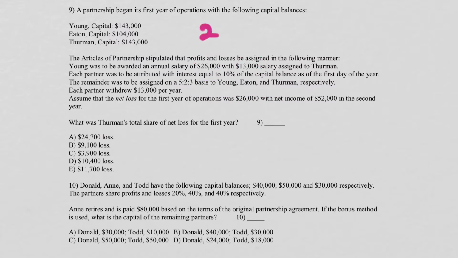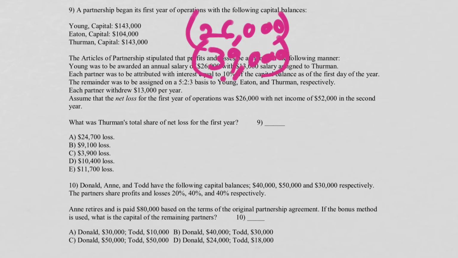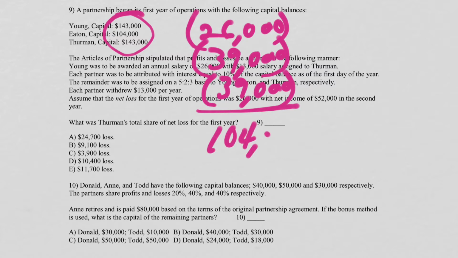So what you have to do is you got to start with 26, which was the loss. You got to subtract the salaries, which is a total of 39,000. Then you got to subtract the interest on the partnership capital accounts, which is also 39,000. Do the math. This comes out to 390 at 10%. This gives you a net loss of 104 in total, because the net loss given doesn't take these things into account. So now we have a net loss of 104.